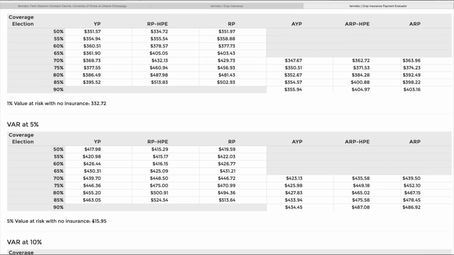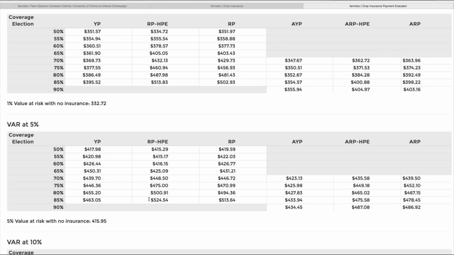Without insurance, gross revenue, which is crop revenue plus insurance payments minus the insurance premium, averages with a 5% value at risk with no insurance of $415 per acre. What that means is that 5% of the time we estimate that revenue will be below this number without insurance. So you want that number to be as high as possible.